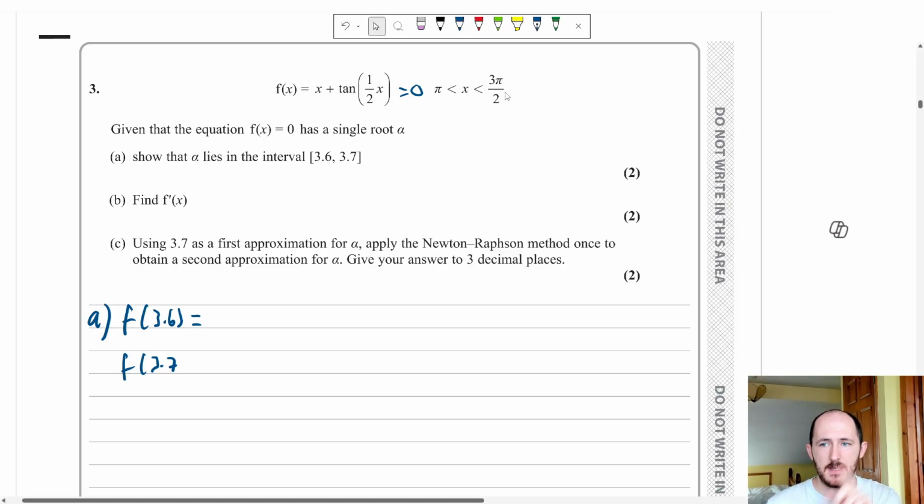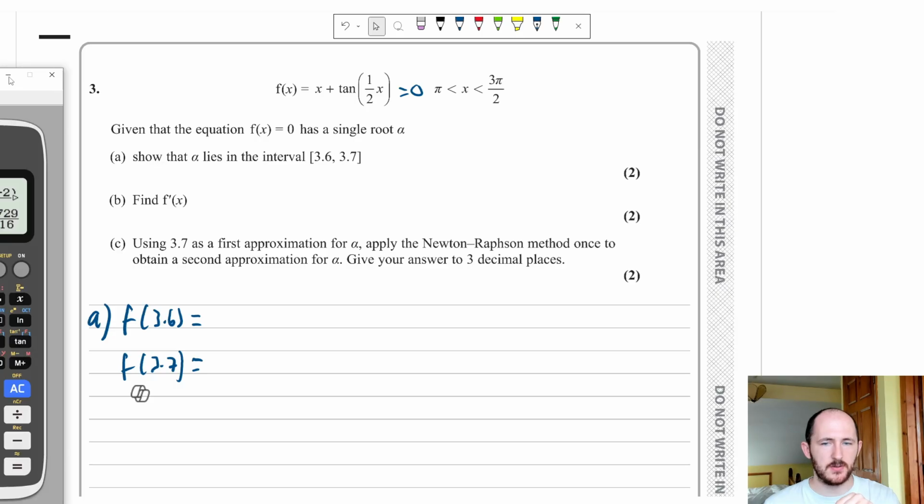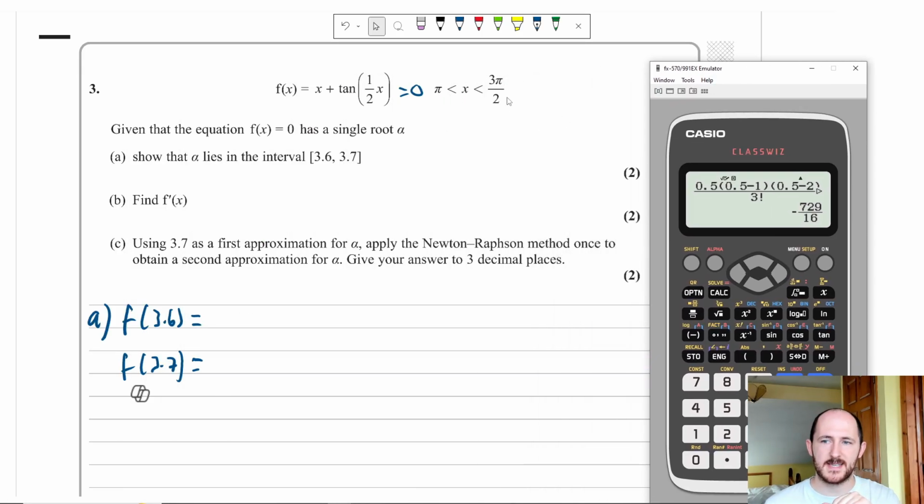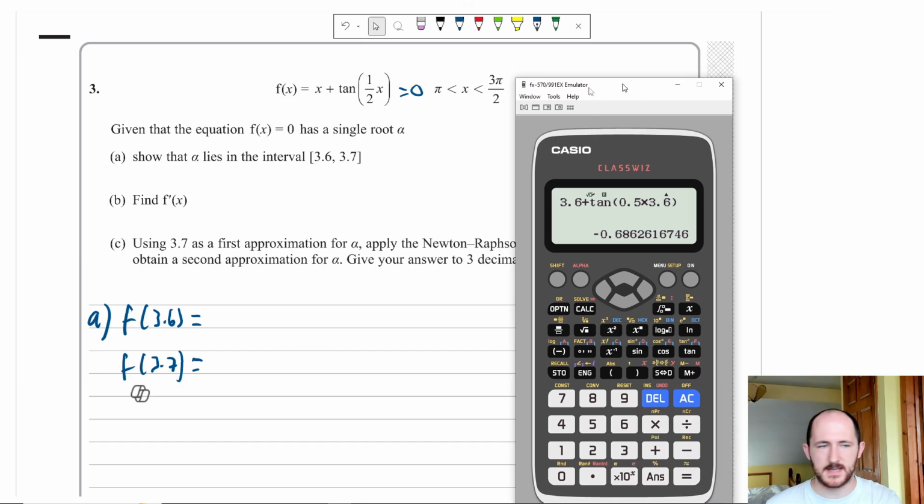The first one is doing it in degrees. If you leave your calculator in degrees mode, you actually don't get a valid answer. Both of the solutions are actually the same sign, which is not good. So instead you need to make sure you're in radians mode. How do I know? Because it says the domain is in pi, it's in radians, which means, of course, we're in radians mode. Angle unit, radian, and then literally just subbing in those values. So 3.6 plus tan, 0.5 times 3.6. And I get negative 0.686.